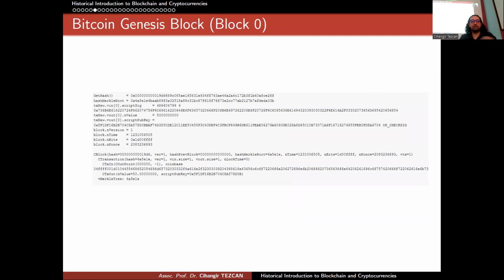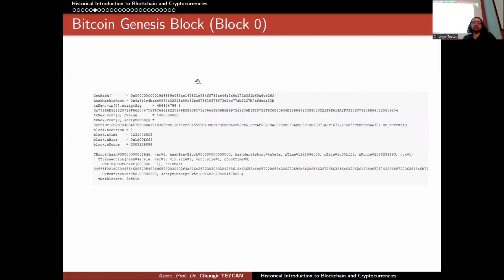Okay, so let me show you the Genesis block. I hope you can see it. So this is the decoded version of the first block of Bitcoin. Since there isn't any previous block, and there aren't any transactions in the first block since you are creating the system yet, you involve here only one transaction, and it is called Coinbase, as you can see here. So in every block, the creator of that block is rewarded.